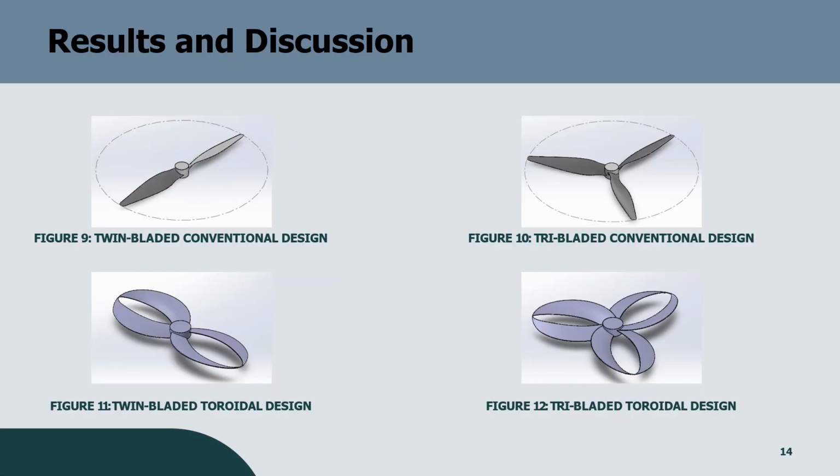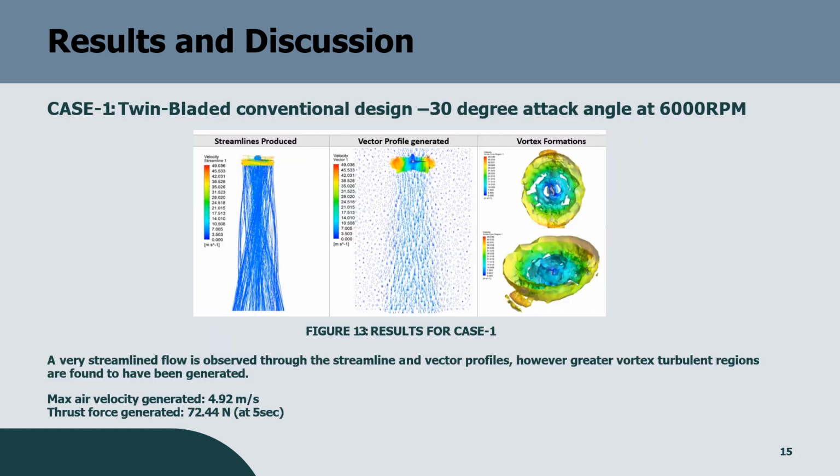2 and 3 bladed conventional and toroidal propellers are designed and their results are analyzed. Case 1: twin-bladed conventional propeller design with a 30-degree attack angle at 6000 rpm. Very small streamlined flow is observed through the system, and in the vortex profiles, greater vortex turbulence regions are found to have been generated.